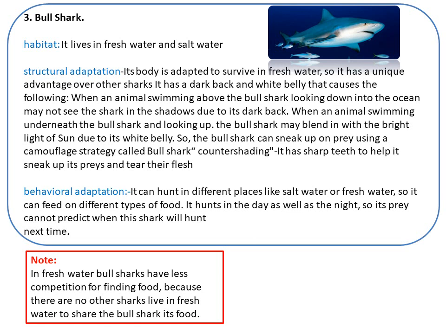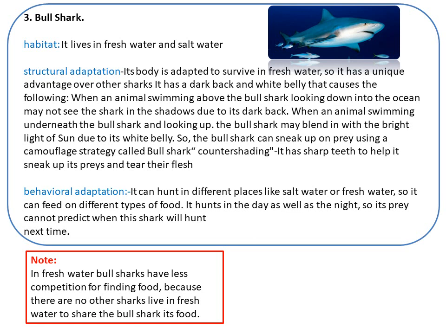Number 3, bull shark. They live in fresh water and salt water. But how? A bull shark is the only type of shark that can live in both fresh water and salt water. And we are going to know why. Starting with the structural adaptation, the body of the shark is adapted to survive in fresh water, so it has a unique advantage over other sharks.